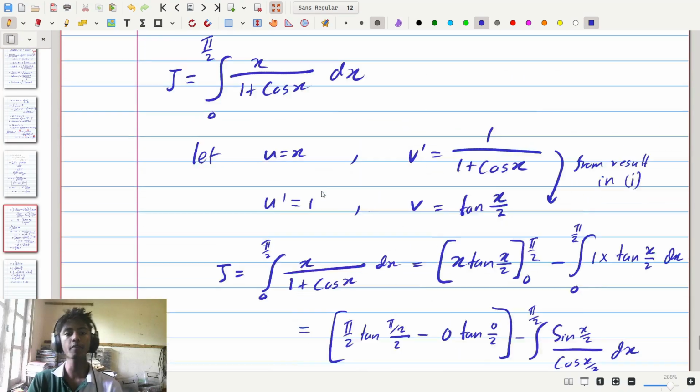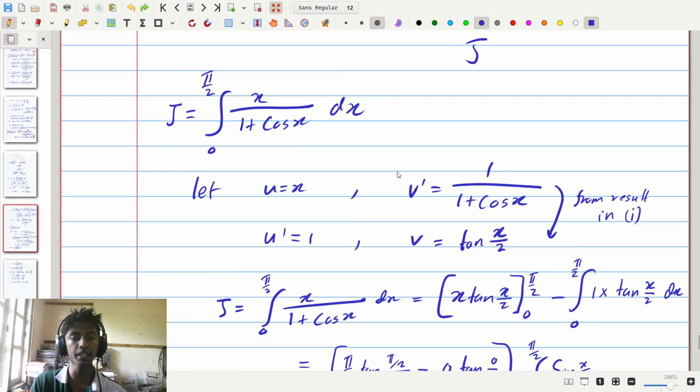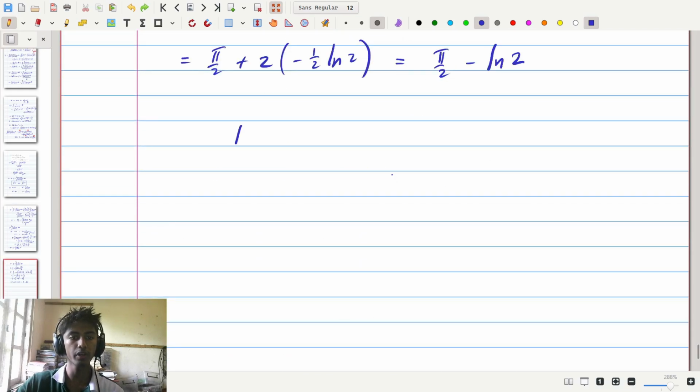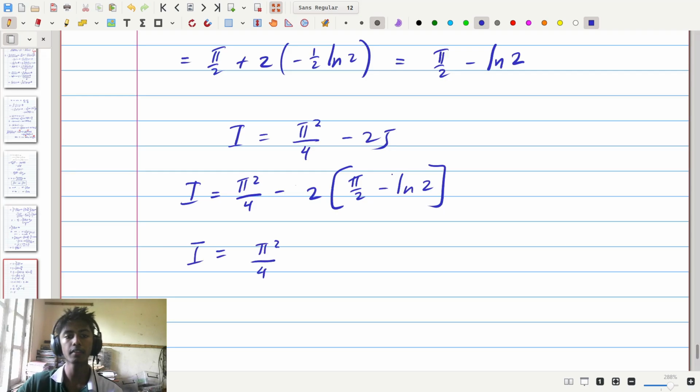Now going back up, since I is equal to pi squared over 4 minus 2j, we can write I equals pi squared over 4 minus 2j, which substituting in we get pi squared over 4 minus 2 times pi by 2 minus natural logarithm of 2. And simplifying, we get I equals pi squared over 4 and then minus 2 times pi over 2 or minus pi, and then minus 2 times minus natural logarithm of 2, which is plus 2 times natural logarithm of 2.